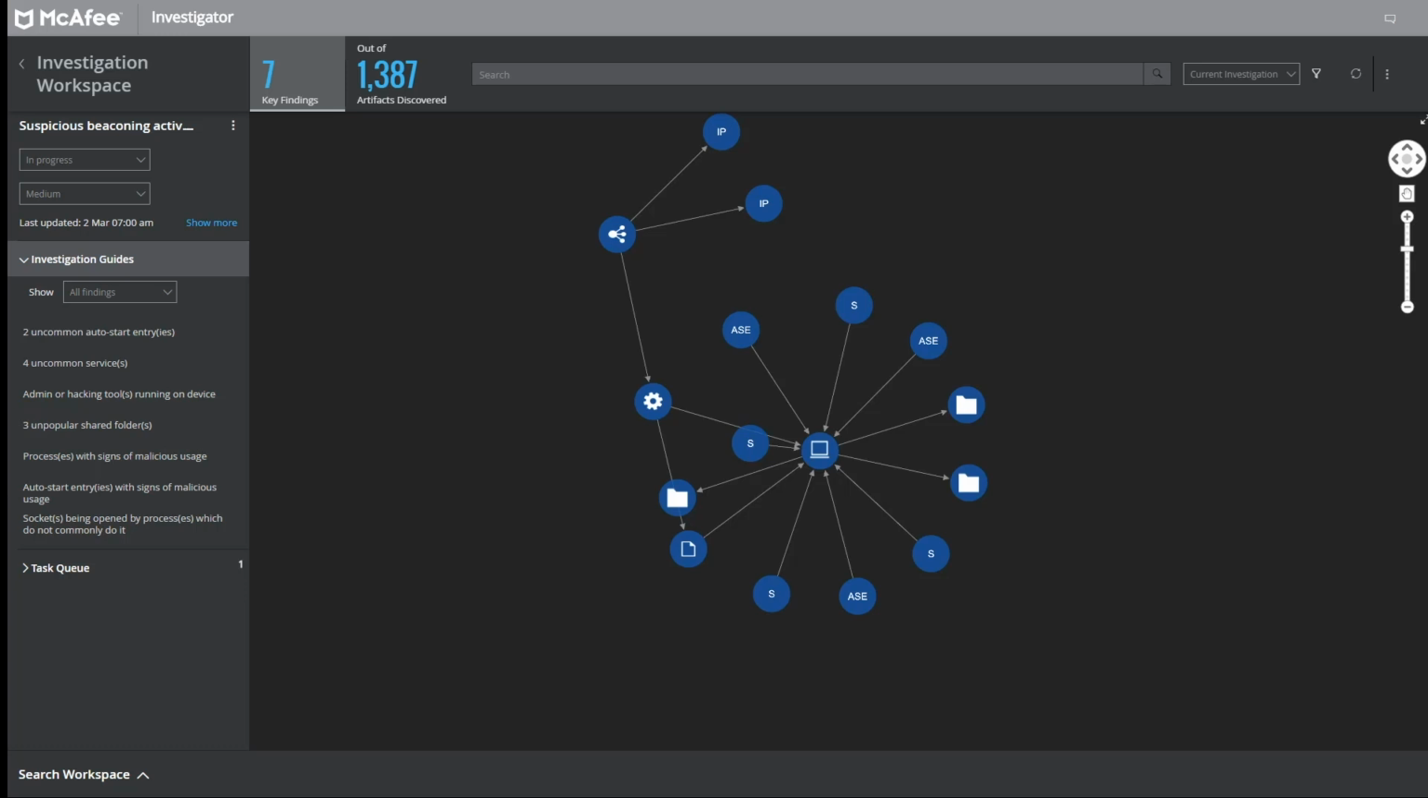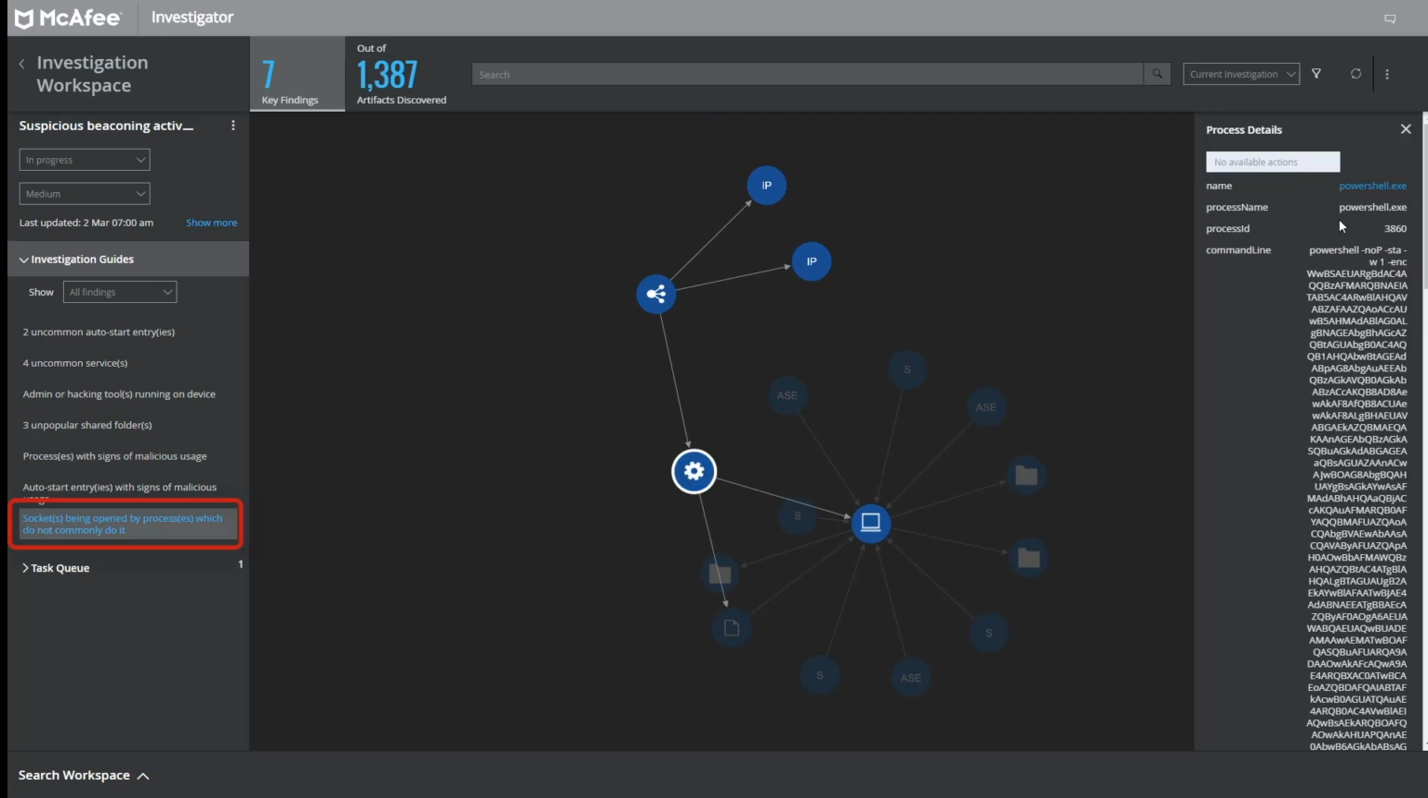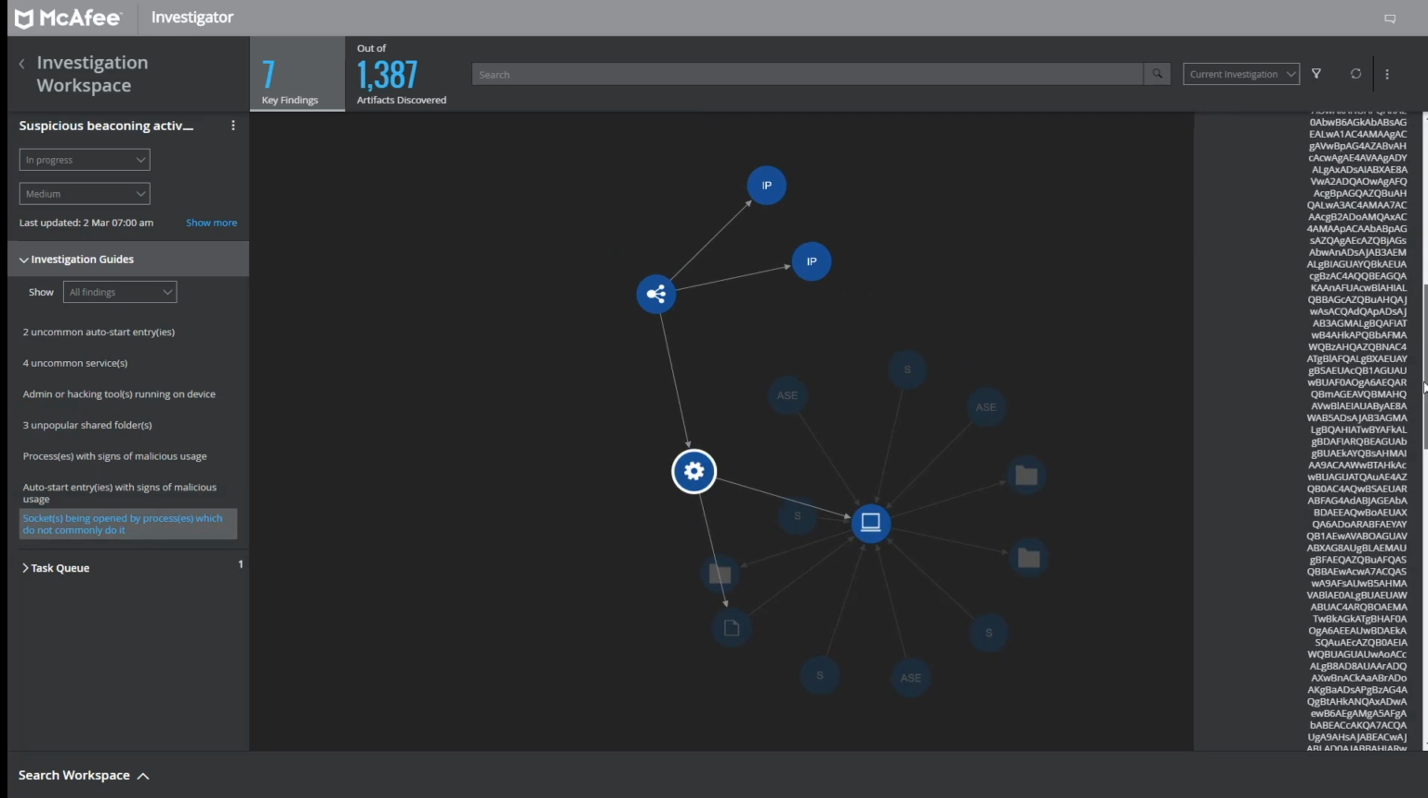After sending our data from the SIEM into McAfee Investigator, we can visualize the details. Here what we can find is that we have some sockets open by processes which don't commonly do it. Looking at the process, we see it is PowerShell.